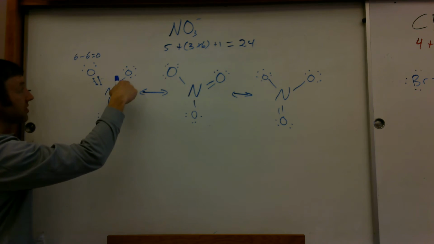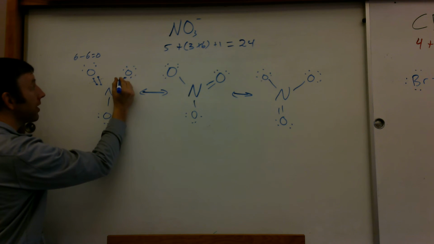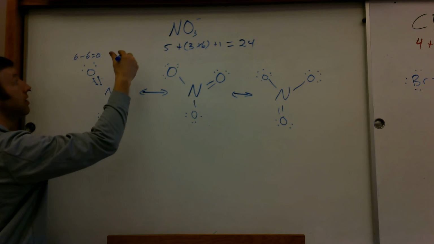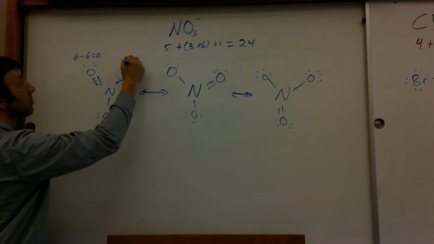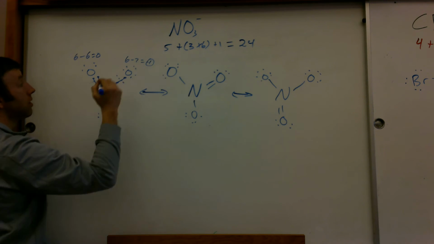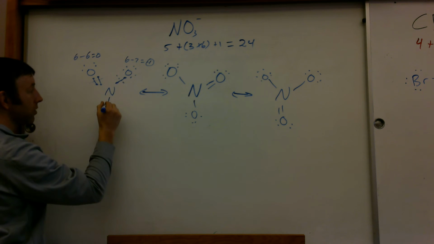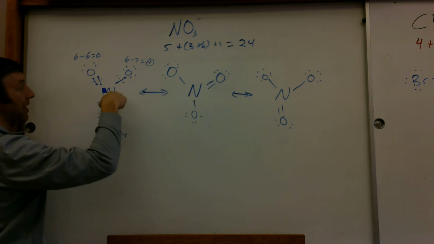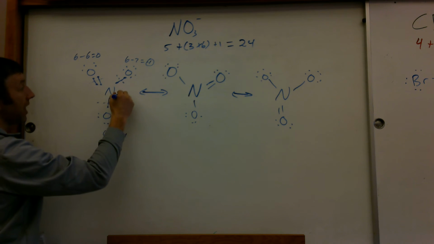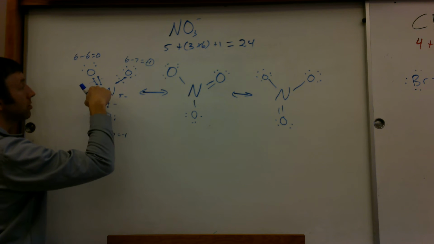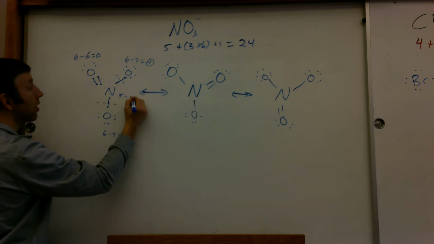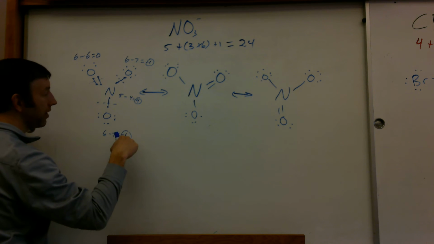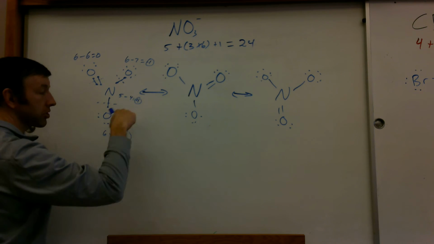All right? On this oxygen, though, again, there's 1 there and 1 there. So we're going to differentiate those. I've got 1, 2, 3, 4, 5, 6, 7. So that's 6 minus 7 equals negative 1. This oxygen is just like that one. So 1 there. 6 minus 7 equals negative 1. And then on the nitrogen, 5 valence electrons minus 1, 2, 3, 4 equals plus 1. All right? So of my formal charges, I've got negative 1 there, negative 1 there, and a plus 1 there.